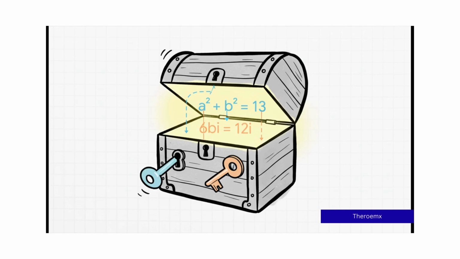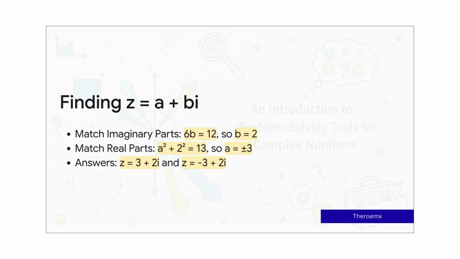The equation transforms into this much friendlier version. Now we can clearly see the real part, a squared plus b squared, and the imaginary part, which is 6bi. The rest is just a matter of matching them up with the other side of the equation. So we match the parts. The imaginary part on the left, 6b, has to equal the imaginary part on the right, 12. Well, that means b has to be 2.